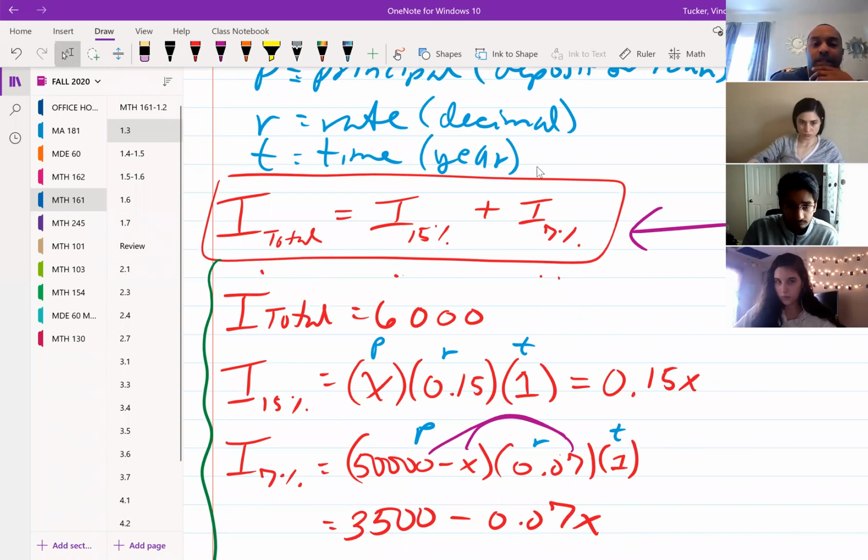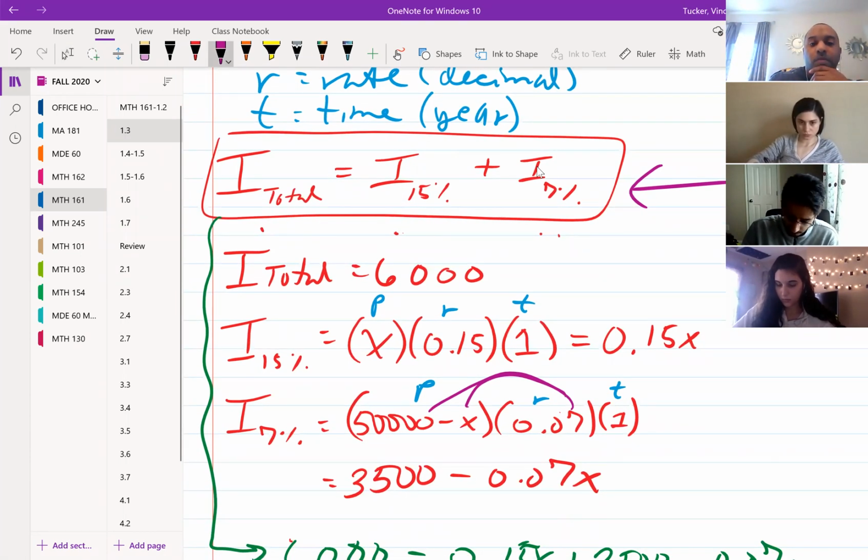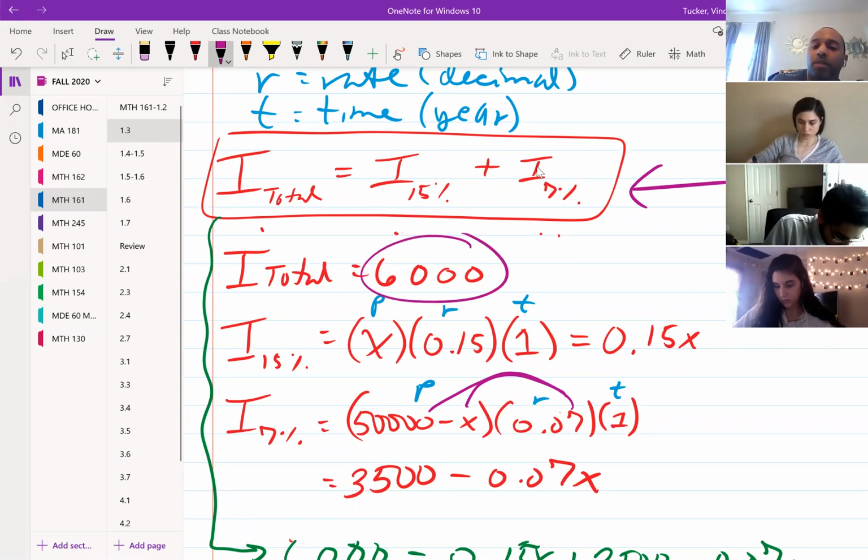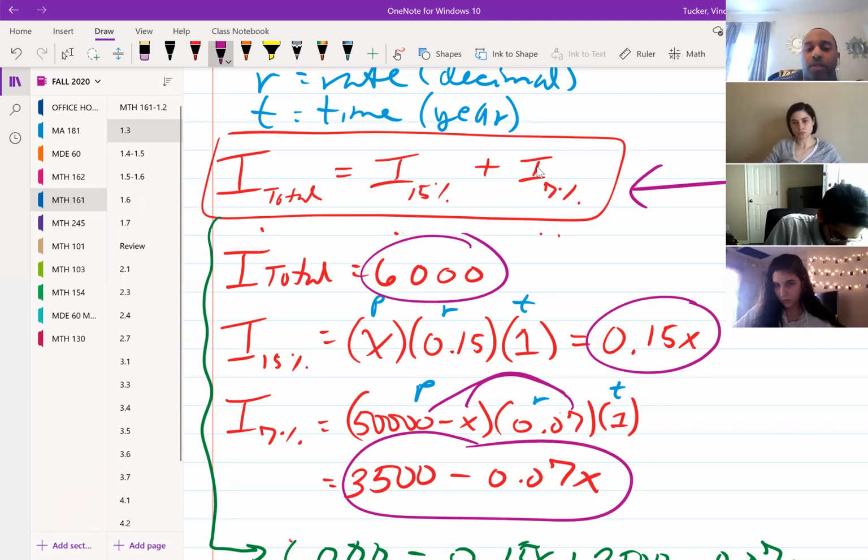So that's what we'll do in the next step. Now the total we just said was 6,000. Now for the 15% account, we're going to do P times R times T. Remember, P was X, R was 0.15, and T was 1 for 1 year, and that simplifies to 0.15X. The next one, P was 50,000 minus X, R was 0.07, and T once again was 1. And once you do your distribution, 0.07 times 50,000 is 3,500, and then 0.07 times X is 0.07X. And so we have these three pieces to put into our equation.